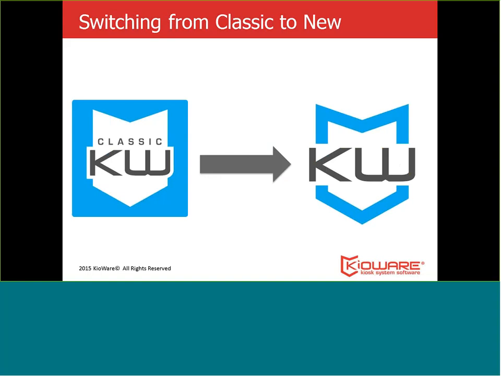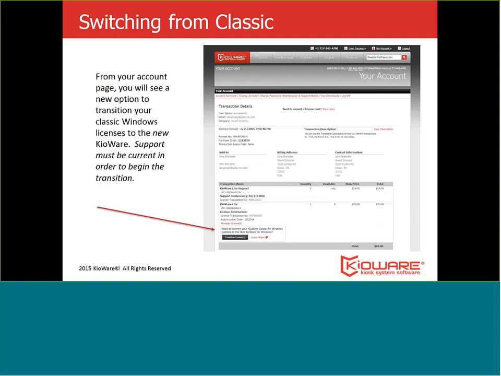While technically the new KioWare for Windows is a standalone product, from a business perspective, and this is the part you care about, we view the new product as an upgrade, and it will be made available to existing clients with current support. As such, we've given the new release version number 8.0. How will current customers decide if they want to make the transition from KioWare Classic?